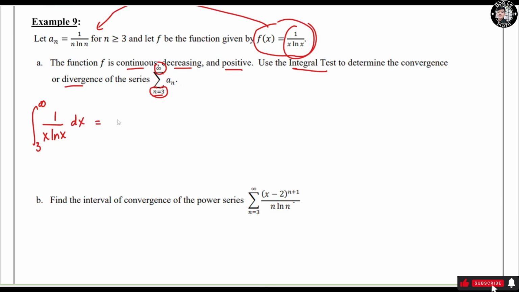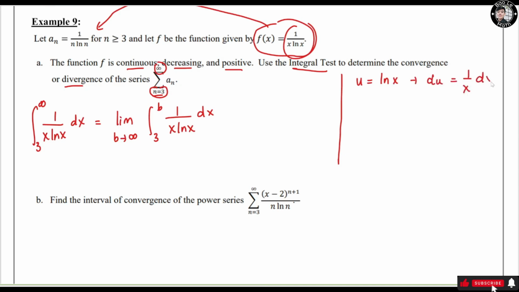Alright, so it's going to be the limit as b approaches infinity of the integral from 3 to b of 1 over s ln s ds, right? Now we're going to use u substitution, right? So we're going to let u be ln s, then du equals 1 over s ds, right?